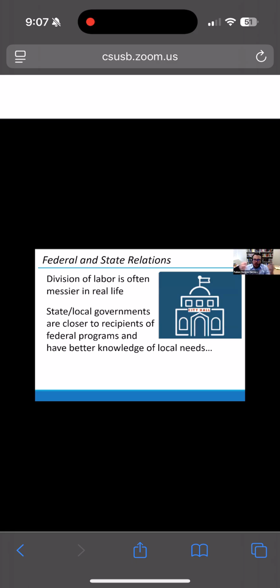Local and state governments have better knowledge of the needs of their constituents, the local population. So the federal government often relies on state and local governments to manage and provide the services it funds. The federal government may be the one that runs Medicare and Social Security, but state and local governments may operate those programs for the federal government.